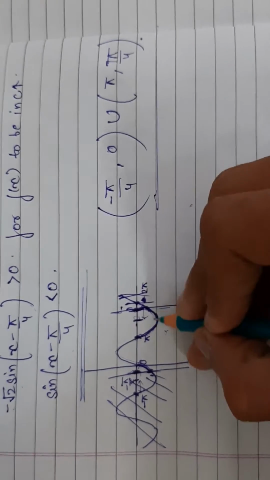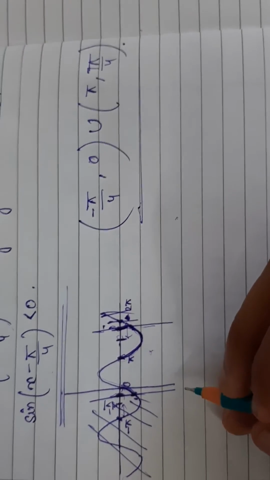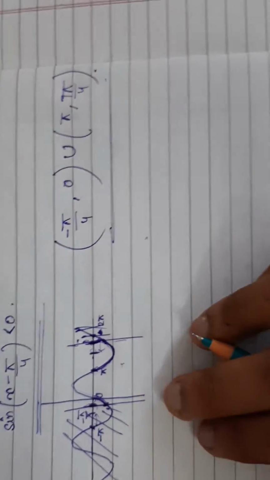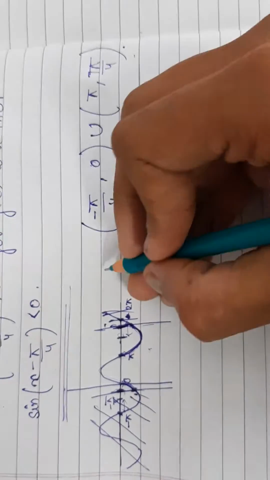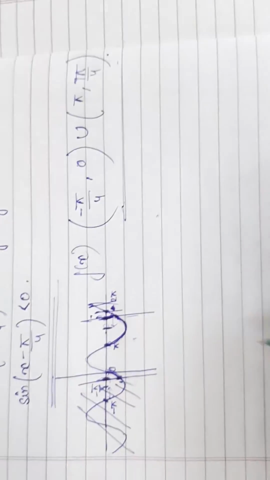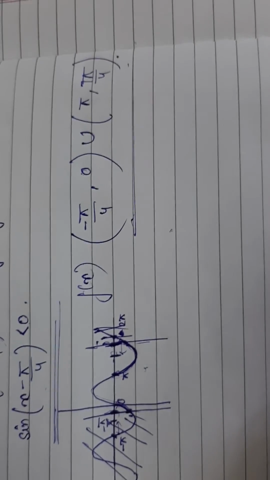If we try to see this on a graph, I hope the graph is quite easy to understand, and this is how we will find it out. So this is the range where f(x) will be strictly increasing, and in the rest of the places f(x) will be strictly decreasing.